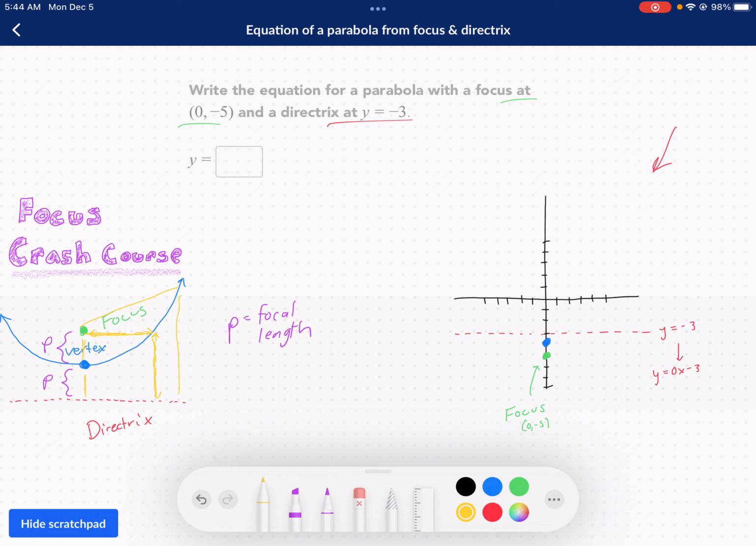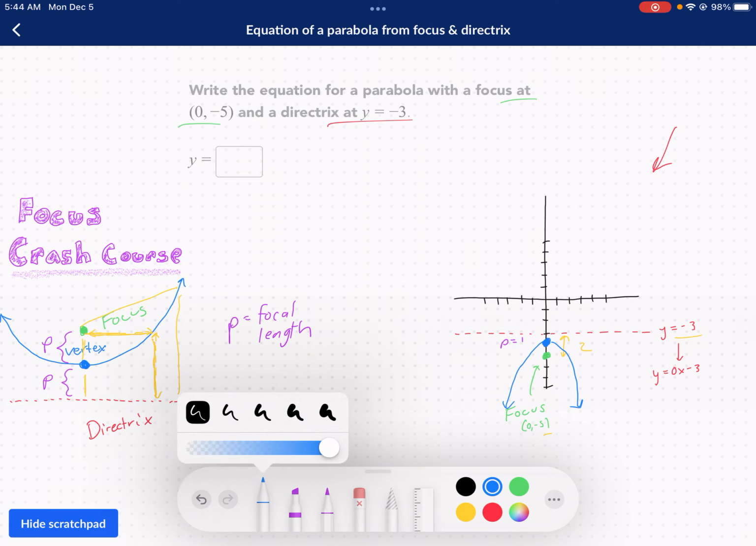If I know the distance between the directrix and the focus is 2 units, which it is, y equals -3 and y equals -5, then I know the focal length P will be equal to 1, because it's a distance of 1 away, and 1 and 1 will equal 2. So my P equals 1. My parabola is going to look something like this, and it's going to open down, which is very important because we're going to use that later on as well. So P equals 1, the parabola opens down, and now we're essentially ready to complete this equation.